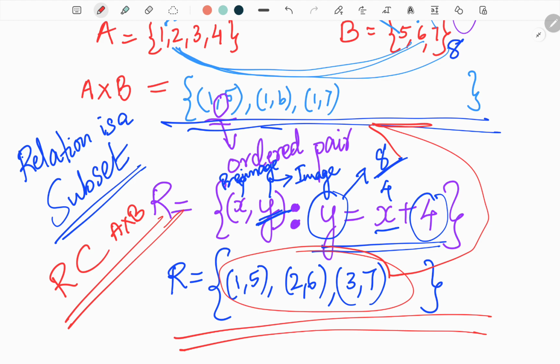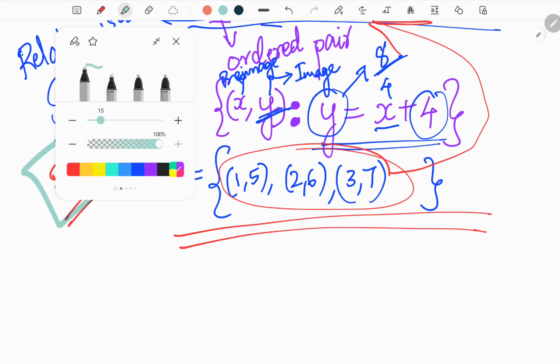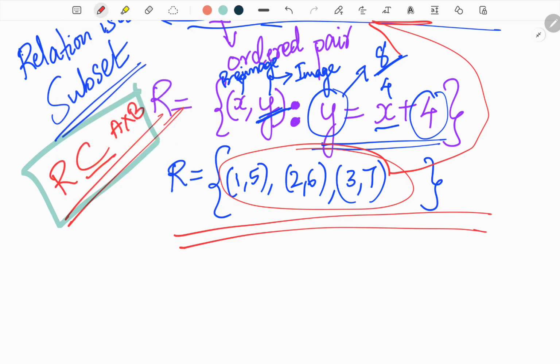So this is very important, and it can even be equal to the Cartesian product. Let's say if we're not specifying any condition, or if we're specifying a condition which is satisfied by all the ordered pairs in the Cartesian product, then the relation will be equal to the Cartesian product. So this condition you need to know. This is the basic condition for any kind of relation.